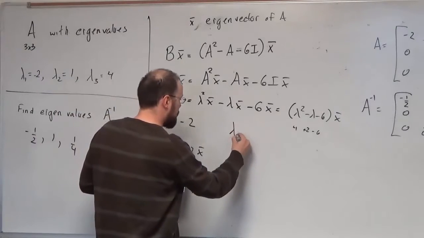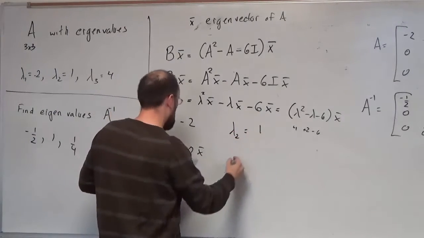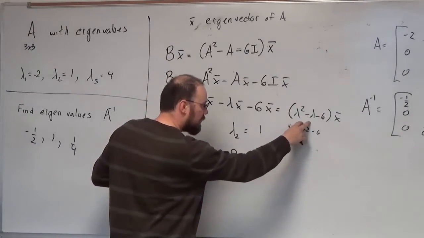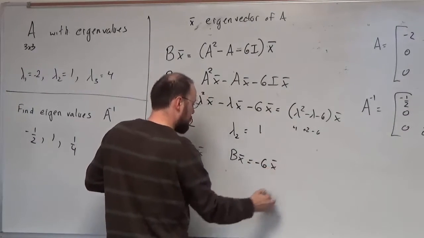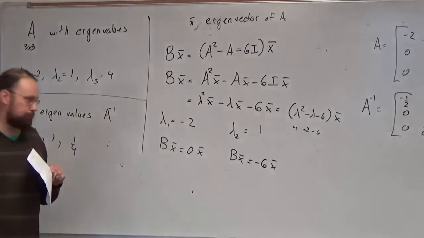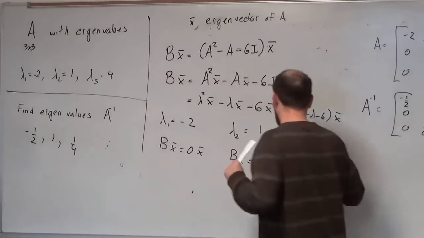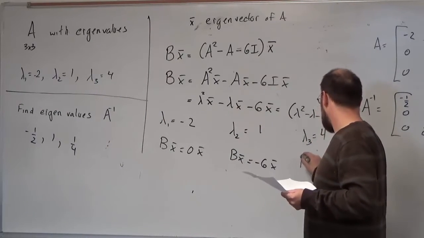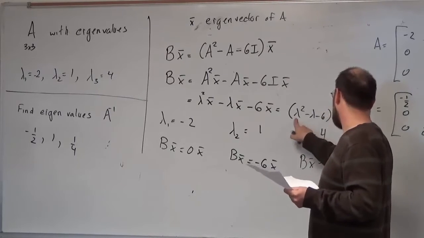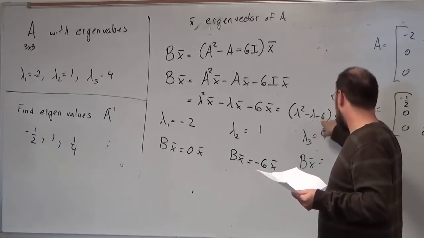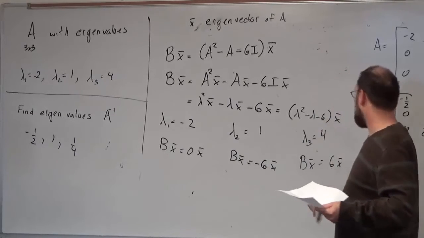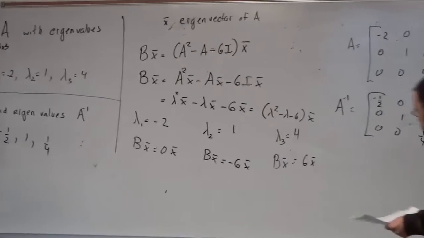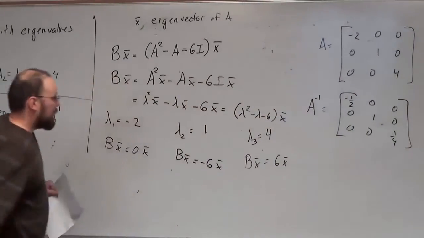In the case where lambda was 1, you have B times x equals, replace lambda here, and we get -6 times x. So -6 is an eigenvalue for B. And in the case where lambda is 4, B times x equals 16 minus 4 minus 6, that's 6x, right? So 6 is also an eigenvalue of B. So that's the kind of more, I don't know, cooler way to do it.